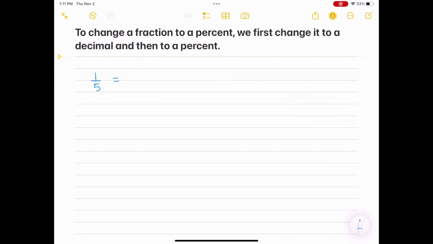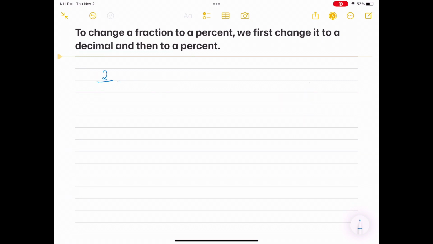The fraction 1/5 converts to a decimal when we do the calculation 1 divided by 5, which equals 0.2 or 2/10. Now we take that decimal point, move it 2 places to the right, add a percentage sign to give us 20%.